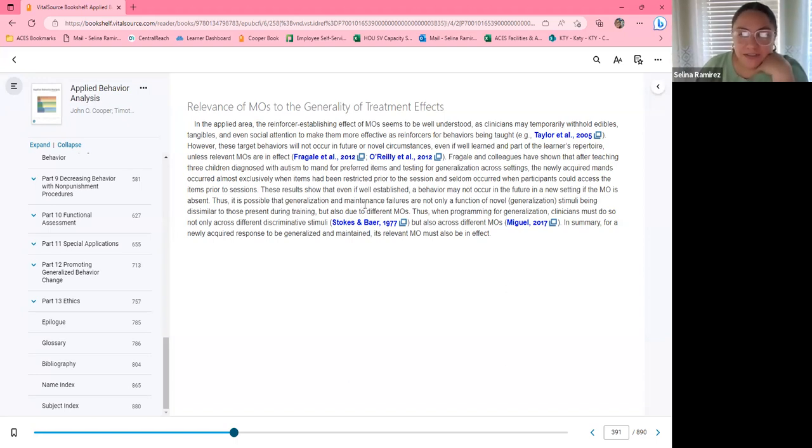It is possible that generalization and maintenance failures are not only a function of novel generalization stimuli being dissimilar to those present during training, but also due to different MOs. Thus, when programming for generalization, clinicians must do so not only across different stimuli, but also across different MOs. In summary, for a newly acquired response to be generalized and maintained, its relevant MO must also be in effect. So just make sure you're programming for generalization.